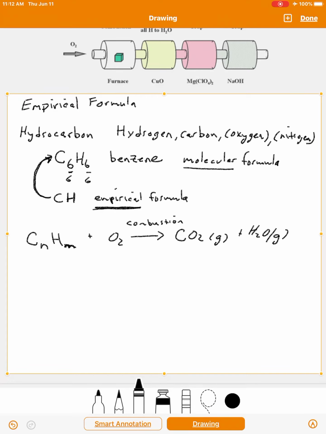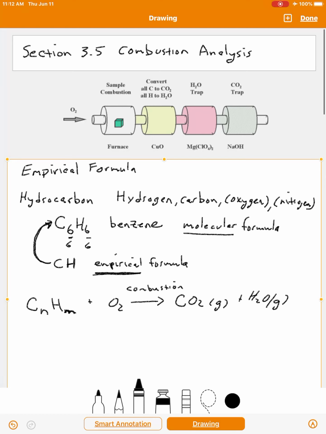Now, here's the significance of that. If the sample is combusted in the furnace, we can run it through a catalyst, which is copper oxide, which converts all of the carbon that was in the sample into carbon dioxide and all of the hydrogen that was in the sample into water. Then we have a water trap, an H2O trap, which in this particular diagram is magnesium perchlorate. And then we have a carbon dioxide trap, which in this example is sodium hydroxide, NaOH.